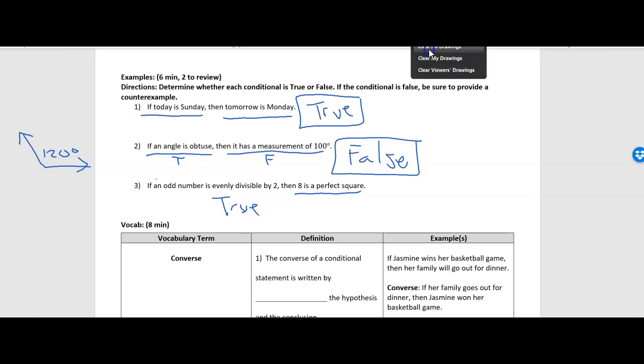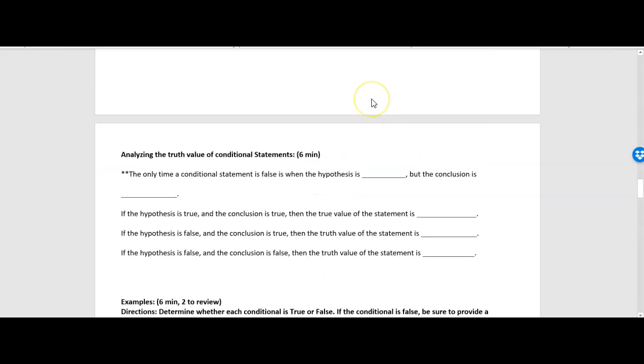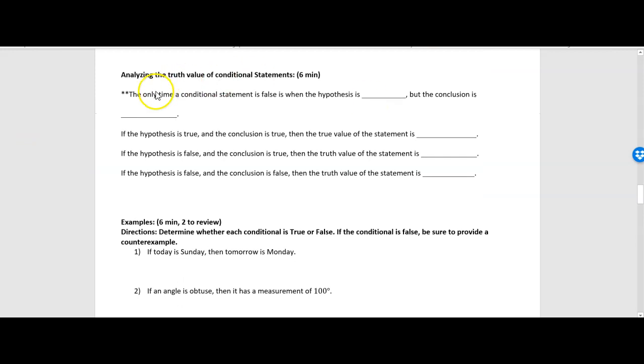And that goes up to what we were talking about up above, right? The only time a conditional statement is false is when the hypothesis is true, but the conclusion is false. For any other scenario, the statement will always be true.